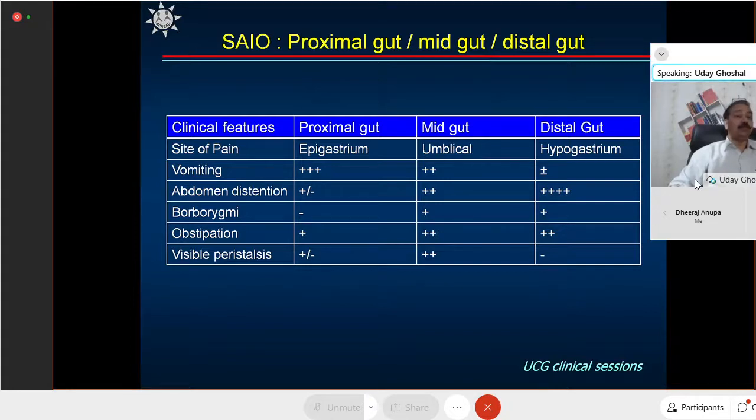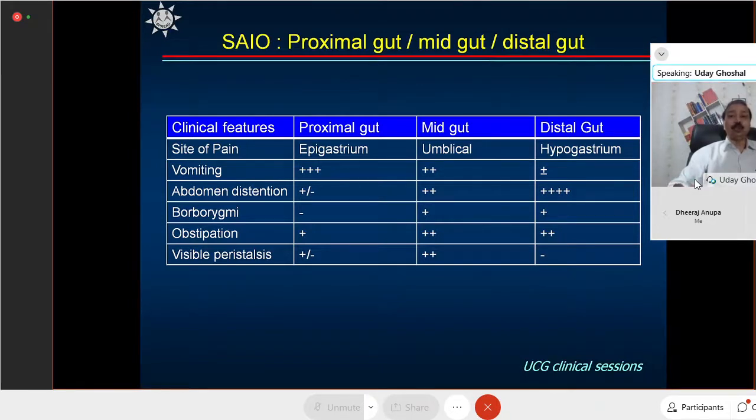In proximal gut, vomiting is a prominent feature. Abdominal distension and borborygmy are much less. You know why? Because the stomach is already quite distensible, and the stomach doesn't have that sort of too many bowel loops to show you visible peristalsis and movement of the fluid within a narrow tunnel causing borborygmy. Whereas in midgut, abdominal distension is prominent, borborygmy are there.